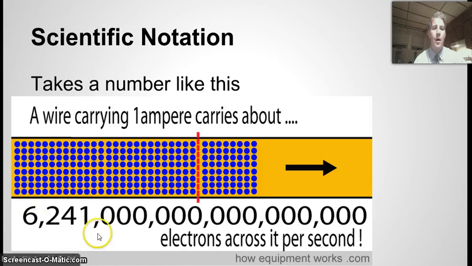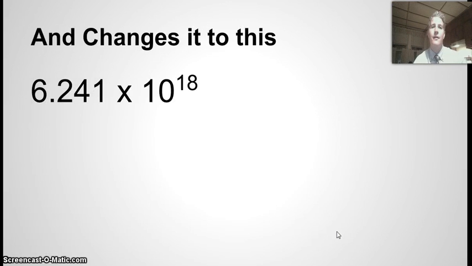You see here at the bottom we have this very large number. It's 6,241 quadrillion. That's how many electrons cross that wire in 1 second when there's 1 amp going through. But don't worry about that, just take a look at the number. That number is very bulky, a little bit intimidating, so we want to shorten it. We're going to shorten it using scientific notation. We do that, and the number looks like this.